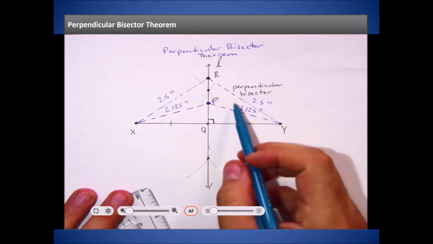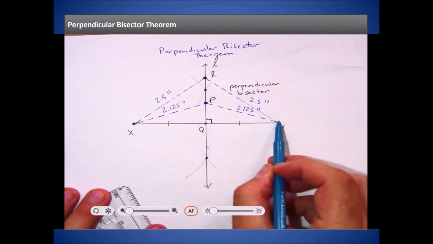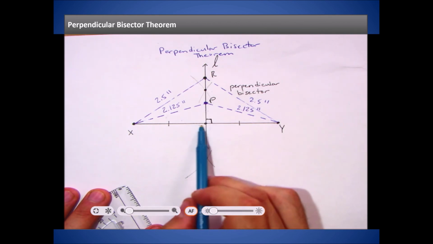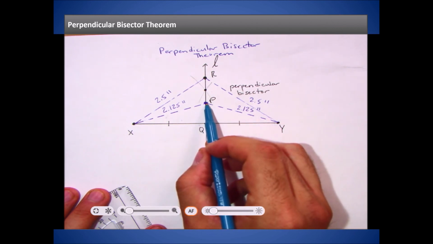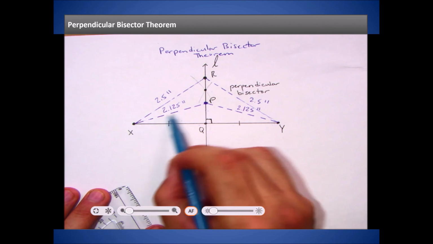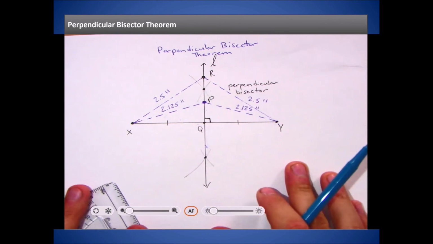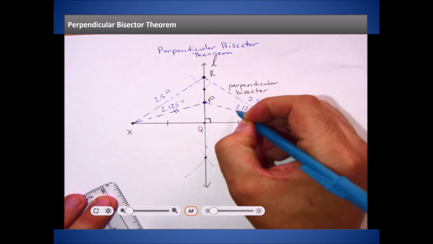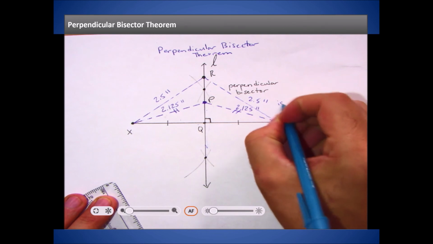And so if I know that XQ is congruent to QY, and I know that this angle is a 90-degree angle, this angle is a 90-degree angle, then I know that any point on that bisector will be such that this distance PX is the same as this distance PY. And that is the perpendicular bisector theorem. And this is important because now I know that since these distances are the same, this classifies this triangle as an isosceles triangle.